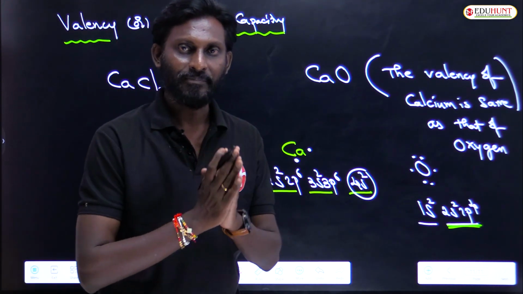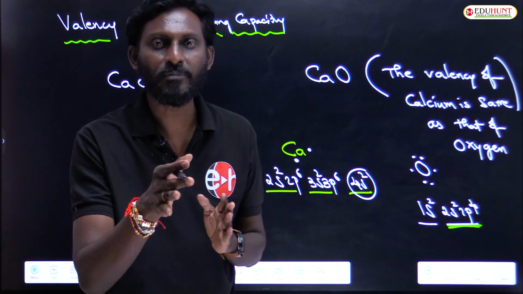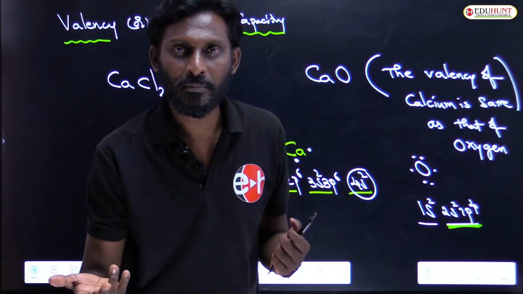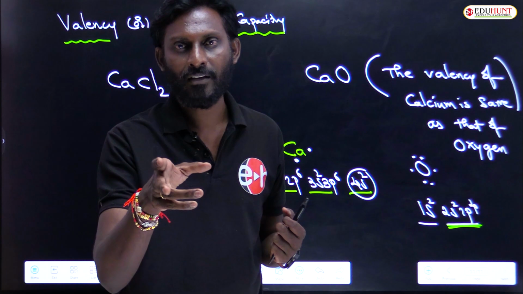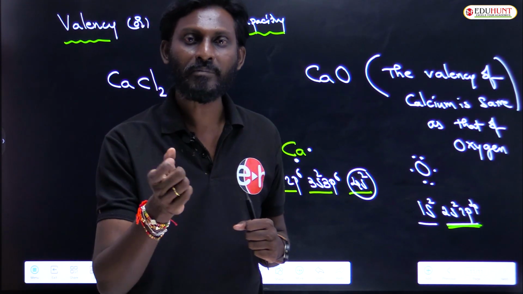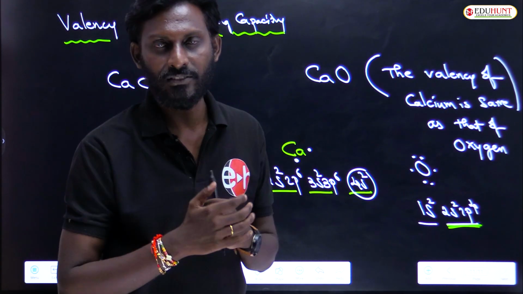Now see here. We have to think in terms of only the Lewis concept. And what is the Lewis concept? The Lewis theory, or octet rule, says that an atom tries to get stability by having 8 electrons in the valency shell.